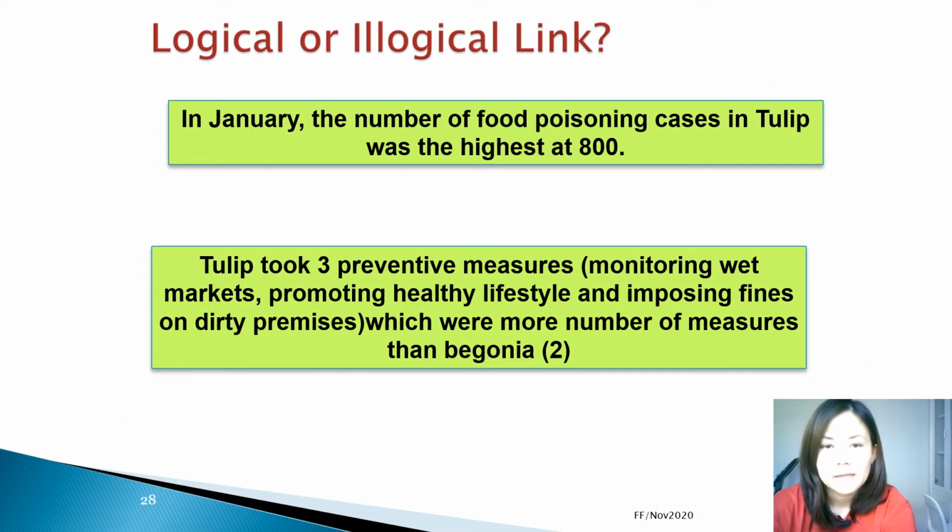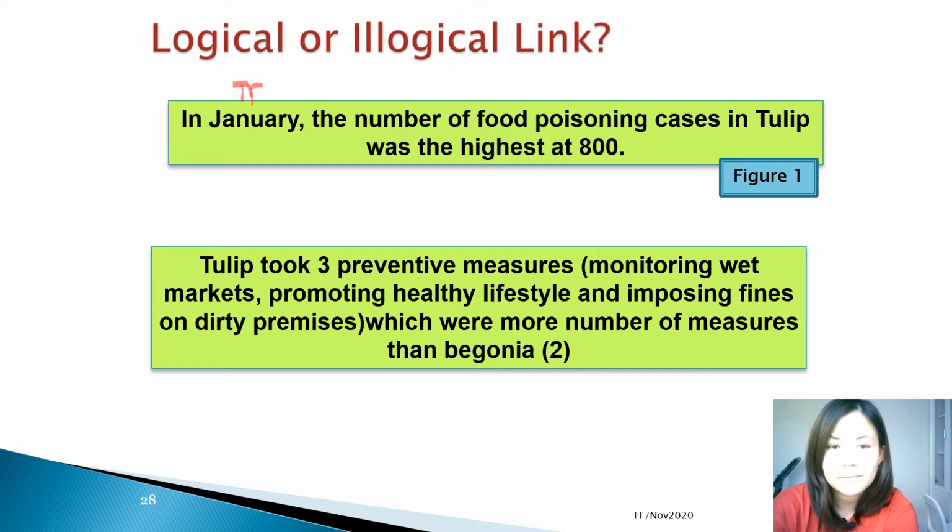Okay, this is the information from figure 1. In January, the number of food poisoning cases in Tulip was the highest at 800. In the January time frame, the number of food poisoning cases, subject reference, in Tulip was the highest. So this one is a trend word and data. Everything is there, so we get one analysis for the trend word there, the highest.